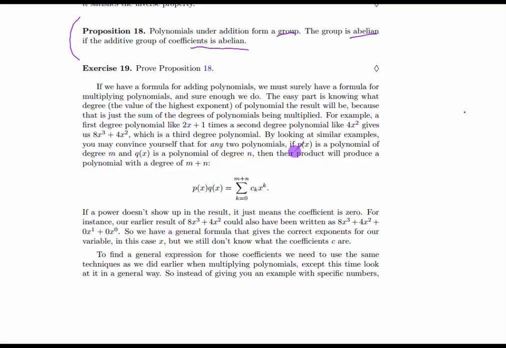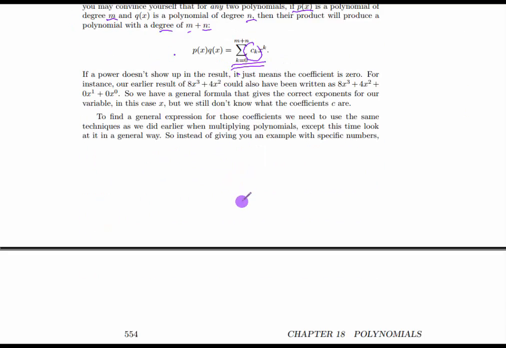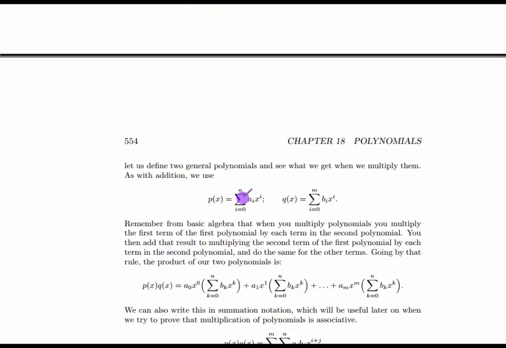So it stands to reason that if p of x is a polynomial of degree m and q of x is a polynomial of degree n, the degree of the product is going to be m plus n, because the largest power in p is m, the largest power in q is n, so the largest power in the product should be m plus n. So we know that the product of two polynomials will have this form, but we need some expression for the coefficients. Let's see what we can do with that.